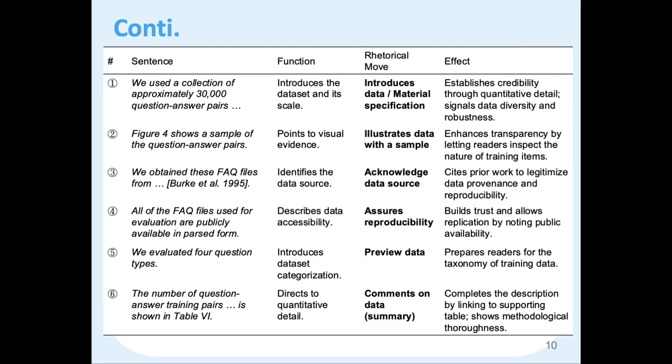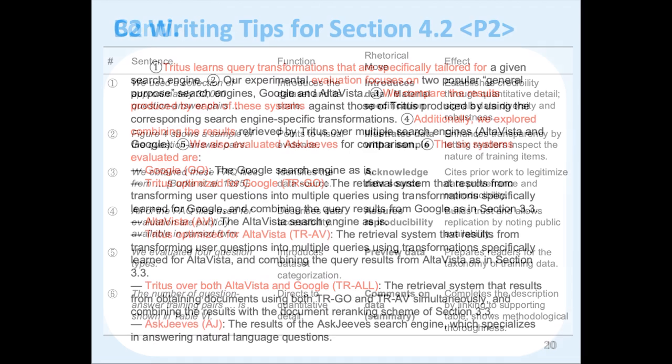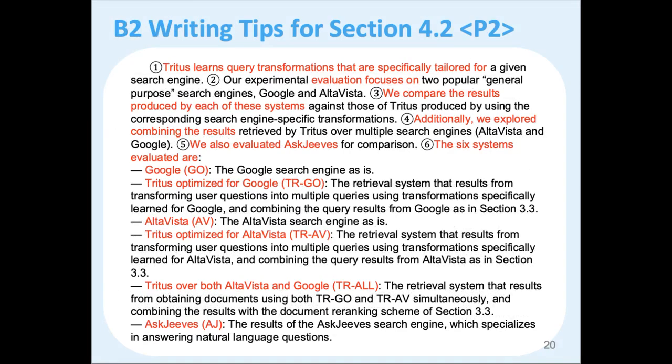Sentence 4, by describing public availability, assures reproducibility, which builds trust. The final 2 sentences set up the subsequent reading. Sentence 5 previews data by introducing the evaluation types, and Sentence 6 comments on data summary, which completes the description by linking to the supporting quantitative table. We have finished detailing the training environment.